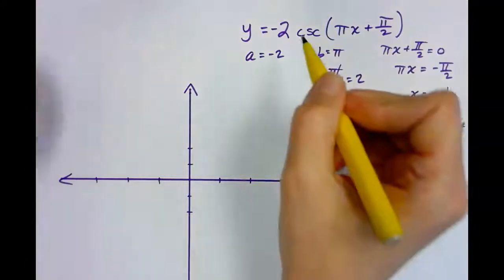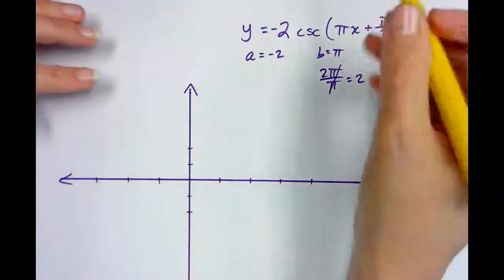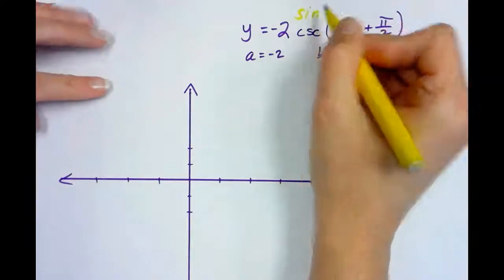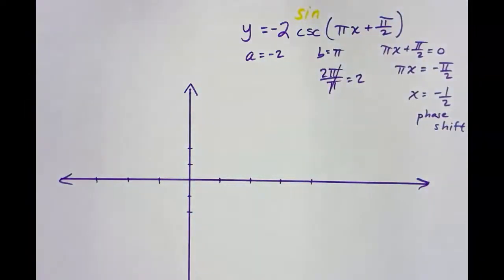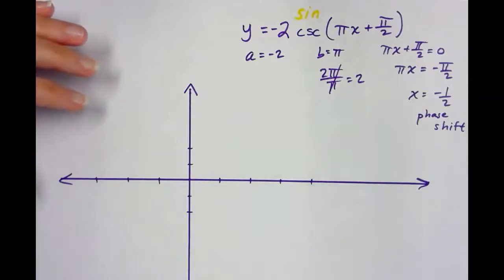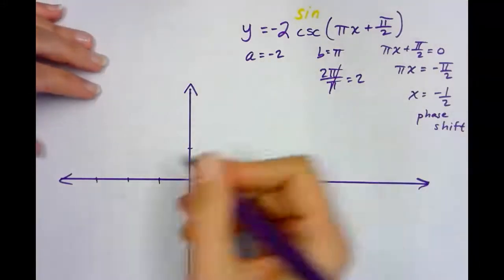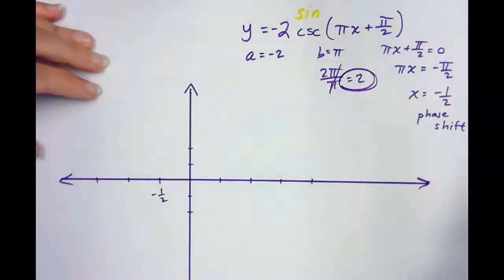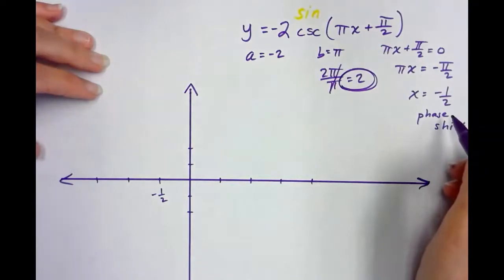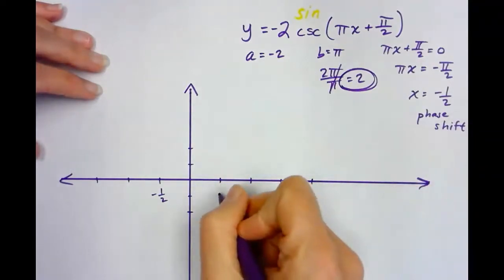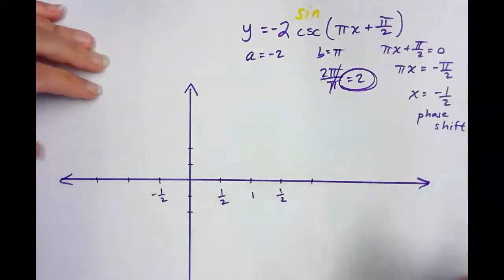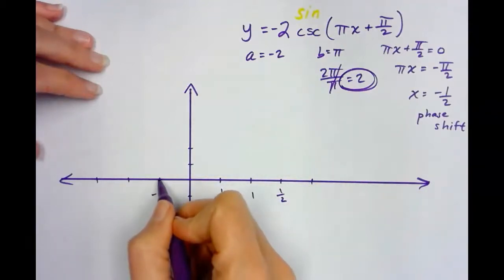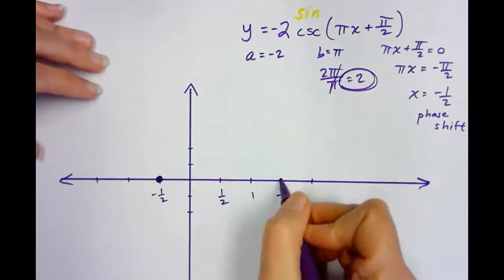Just a reminder, this is the cosecant. The cosecant is the reciprocal of the sine. So we're going to graph the sine curve first, then establish where the asymptotes are, and then we'll graph the cosecant. So we've got a phase shift of -1/2, so I'm going to go back 1/2, and then I'll be adding 2 to that. -1/2 plus 2 is 1 1/2. So our period will be starting here and ending here.